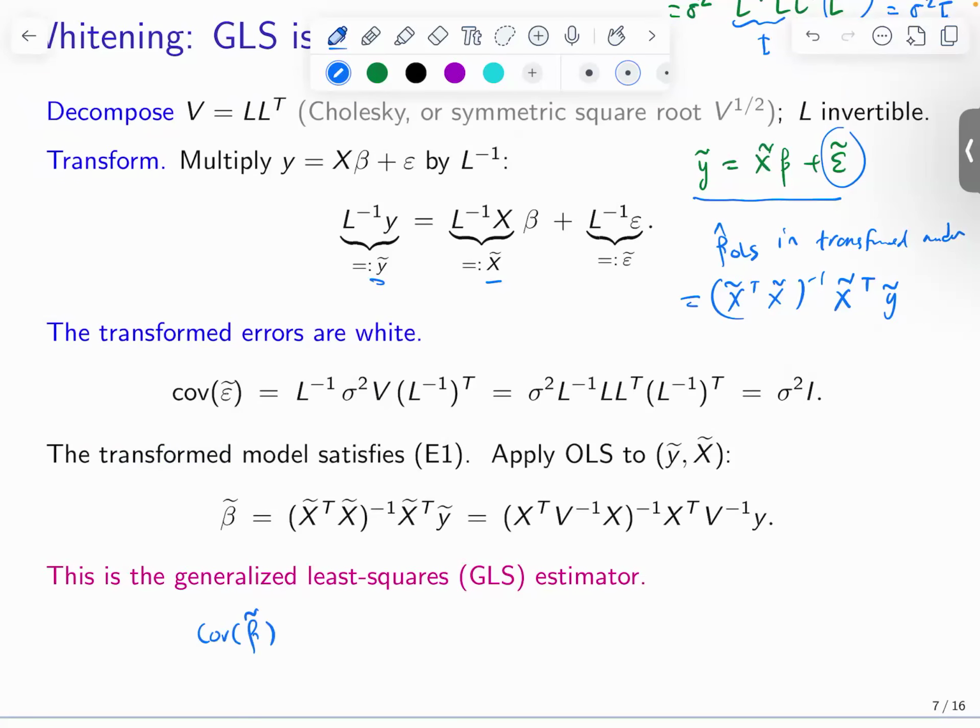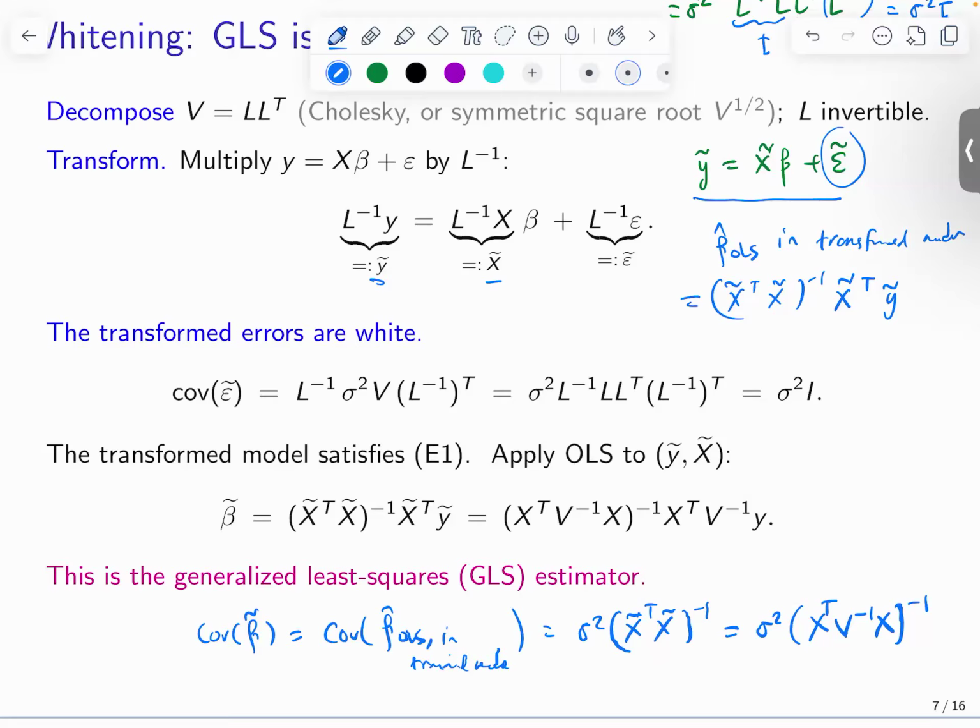So the covariance of this would be the same as the covariance matrix of the OLS, let's say beta hat OLS in the transformed model, which happens to be sigma squared (X tilde transpose X tilde) inverse. And if I write it in terms of the original X, I get sigma squared (X transpose V inverse X) inverse. So once you plug in X tilde, you get that.